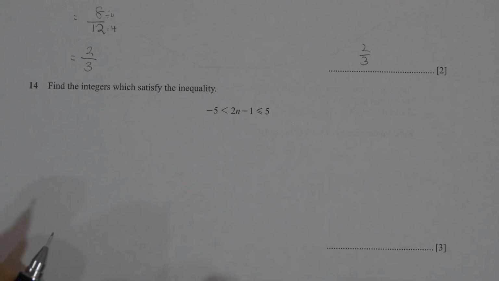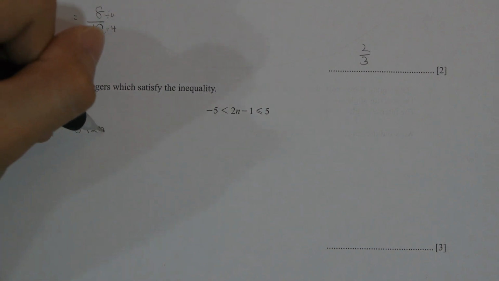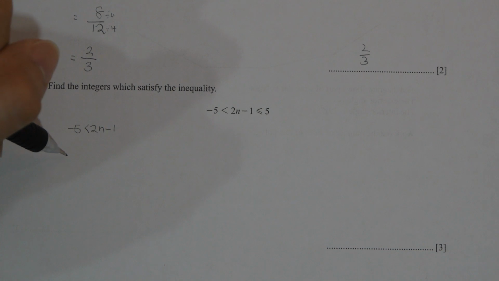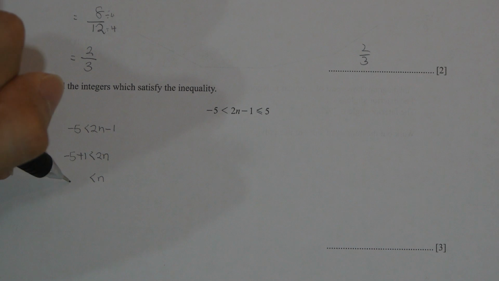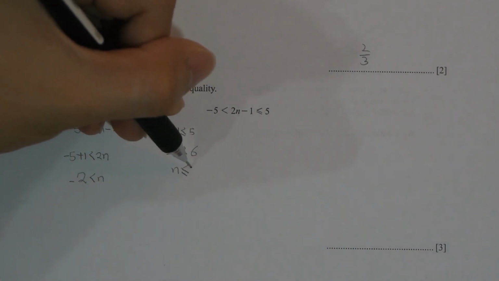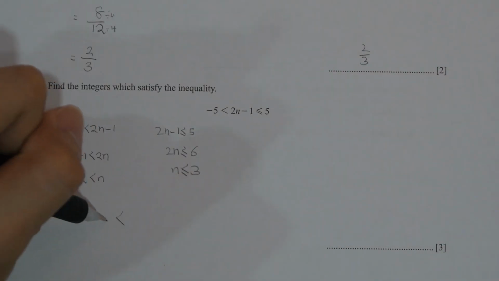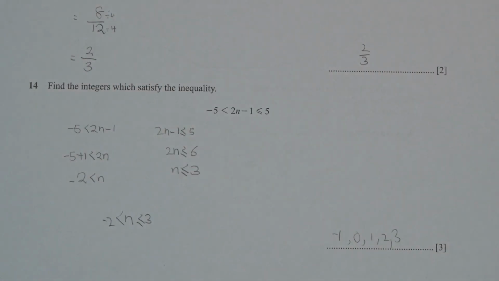Question 14 is a little bit tricky. All you need to do is to separate the inequalities into two parts. So I take negative 5 is less than 2n minus 1. And I do the shifting, I will find n is actually more than negative 2. As for the other part, 2n minus 1 is less than or equal to 5, then I get n is less than or equal to 3. So the tricky part here is the less than and less than or equal to symbol.